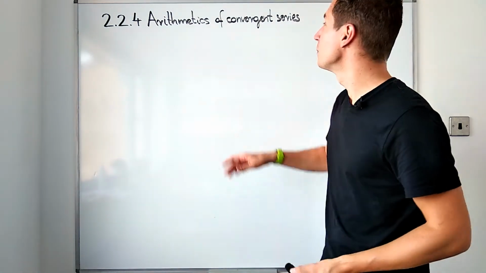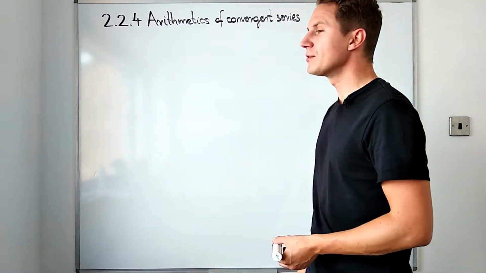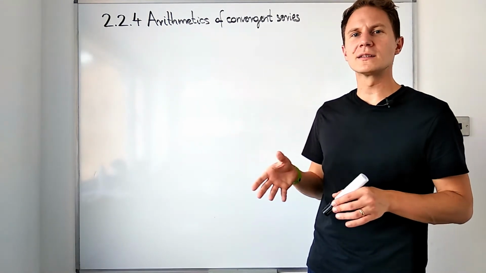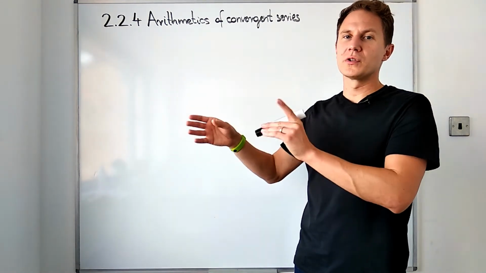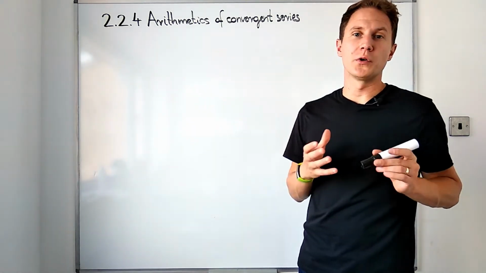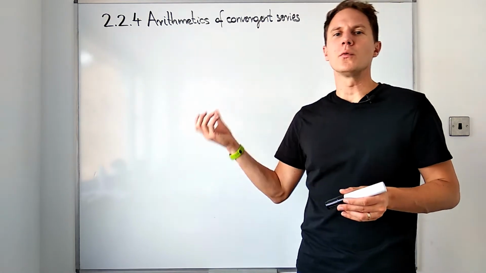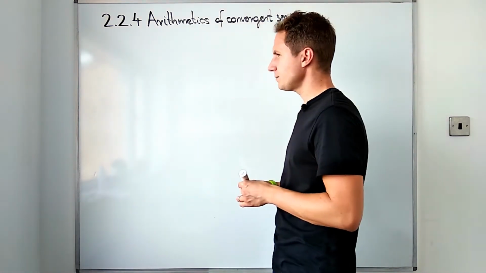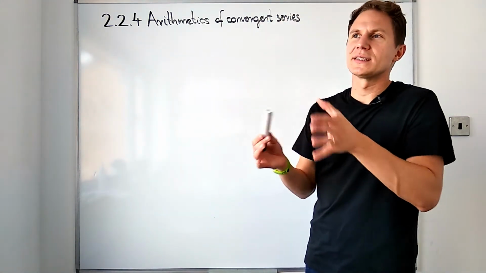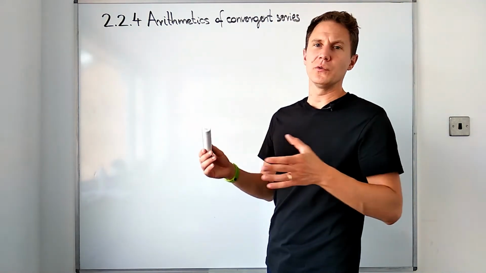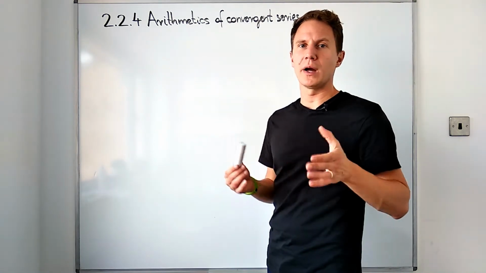In this video, we'll be looking at the arithmetics of convergent series, and basically we are just going to confirm what you have probably already guessed, that if we add two convergent series, we'll get a convergent series, and if we multiply a convergent series by a number, you will also get a convergent series. And their sums will behave nicely with respect to addition or multiplication by a number.